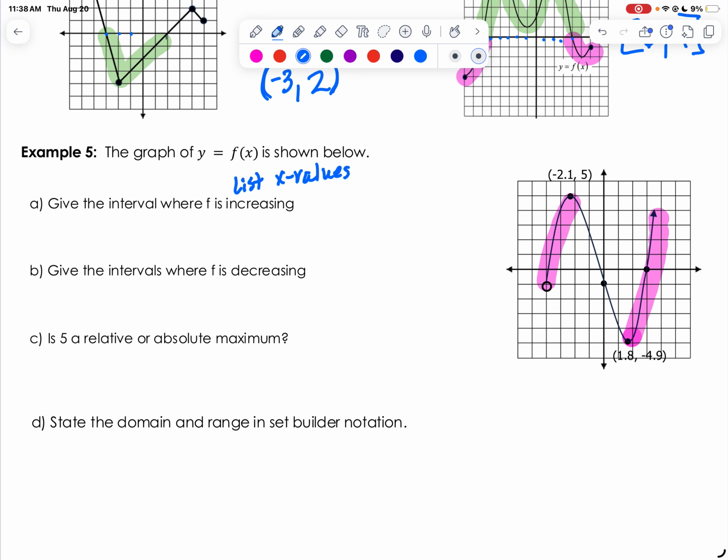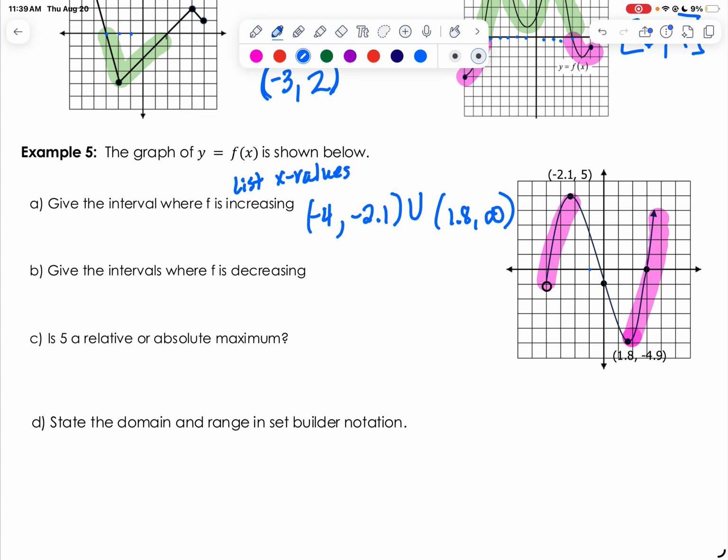So this x value was negative 4 to negative 2.1. It's increasing. And again, it's increasing from 1.8 to infinity.